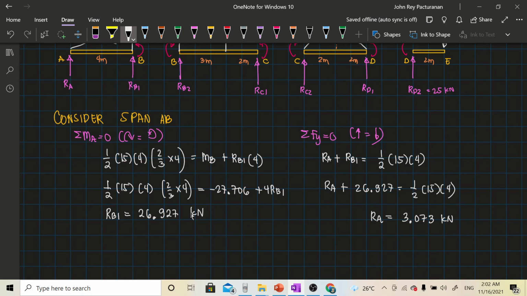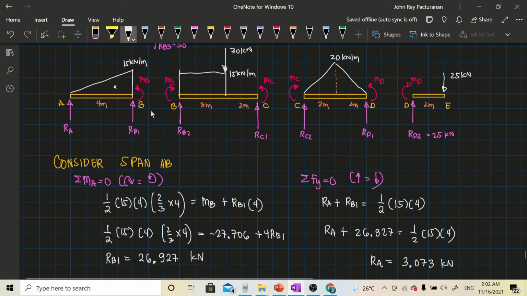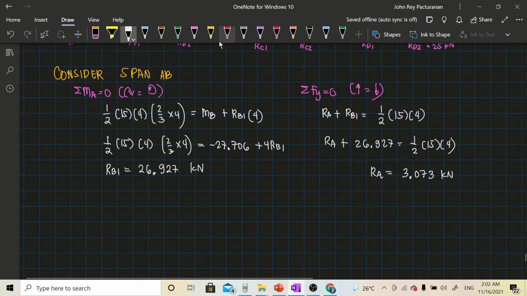So next tayo is i-consider natin yung span BC. So tiyaga-tiyaga lang dito, no? Madali na to kasi statics na lang naman. So consider span BC. So in this case, summation moment at B tayo equals 0. Clockwise moment equals counterclockwise moment.